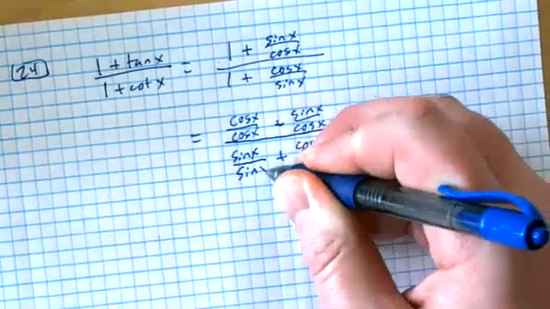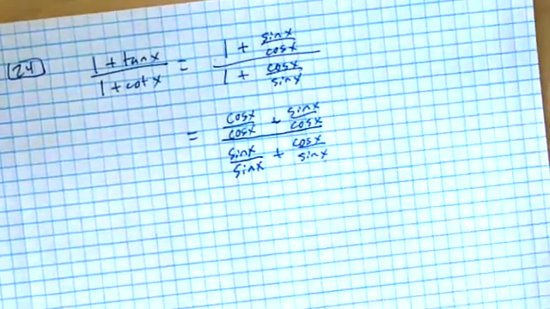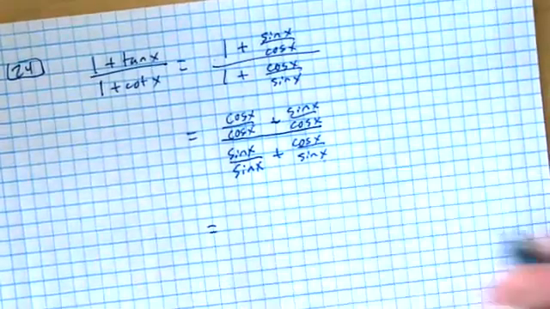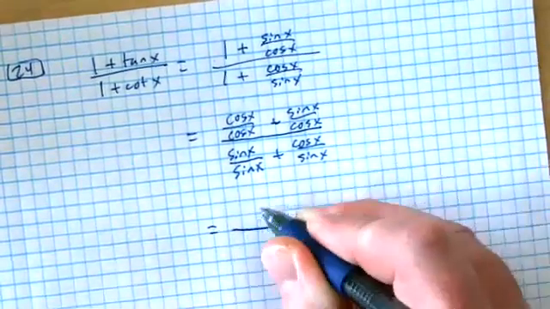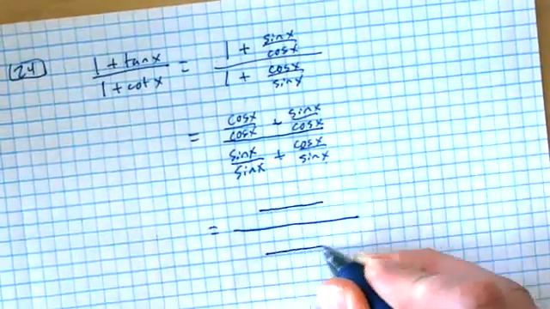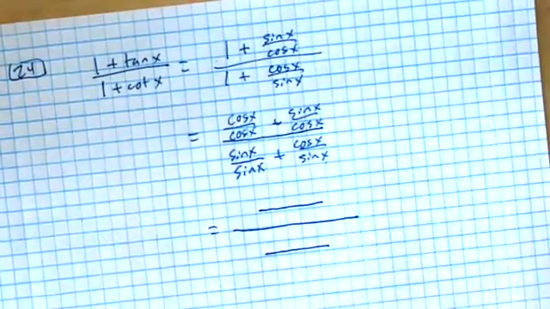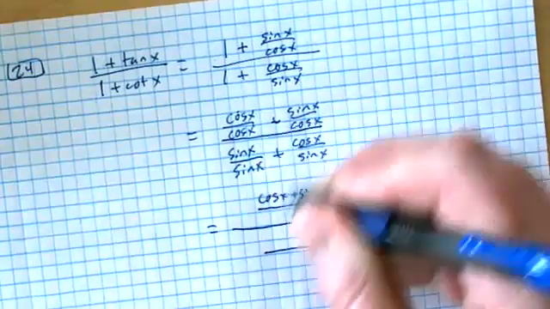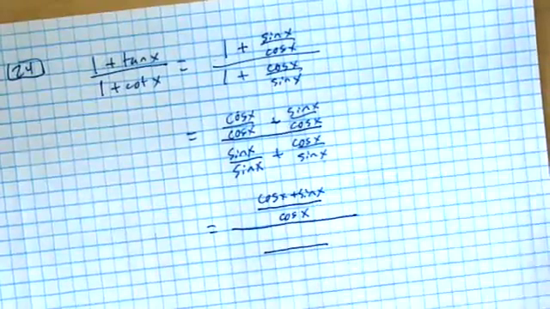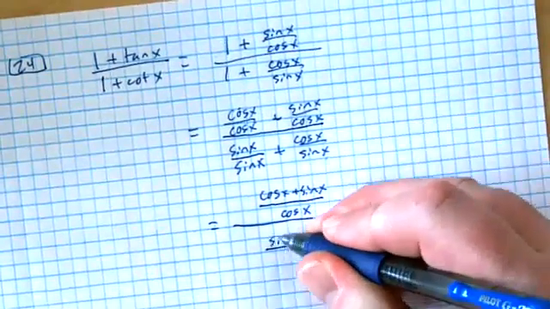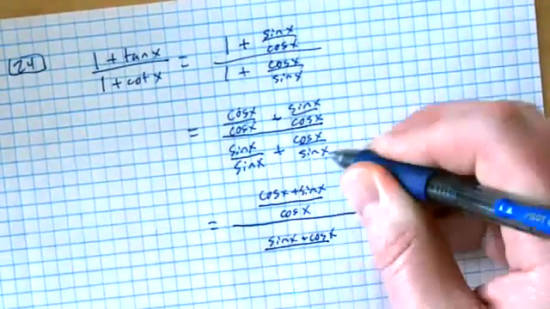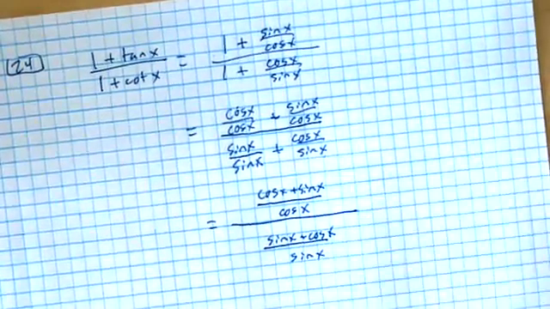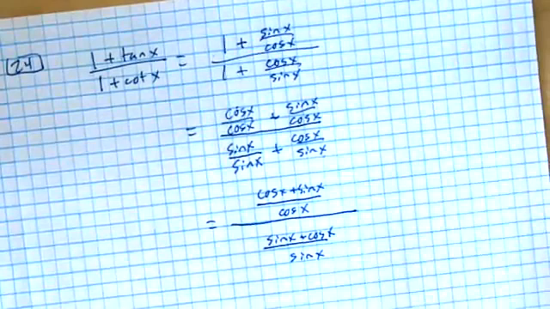Now I got common denominators on the top and bottom. So here's my big fraction bar. I'm going to be able to add those together and make a single fraction on the top and on the bottom. On the top, I've got cosine x plus sine x with a common denominator of cosine x in both of them. On the bottom, I've got sine x plus cosine x with a common denominator of sine x. This is getting nasty, but at least now I don't have addition and fractions inside of my fractions.